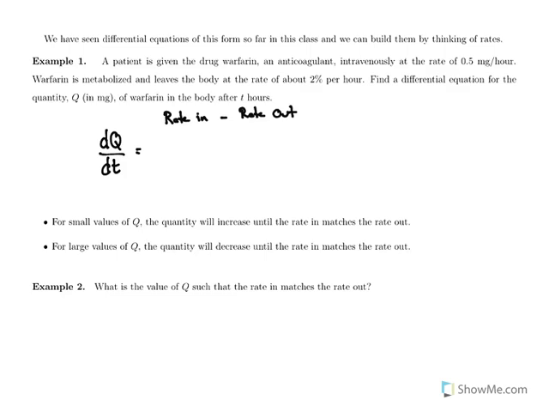So first we have that it is going in intravenously at a rate of 0.5 milligrams per hour. Now that has nothing to do with a proportional rate, that's just the certain amount that comes in each time. So that's just going to be plus 0.5 in each hour.